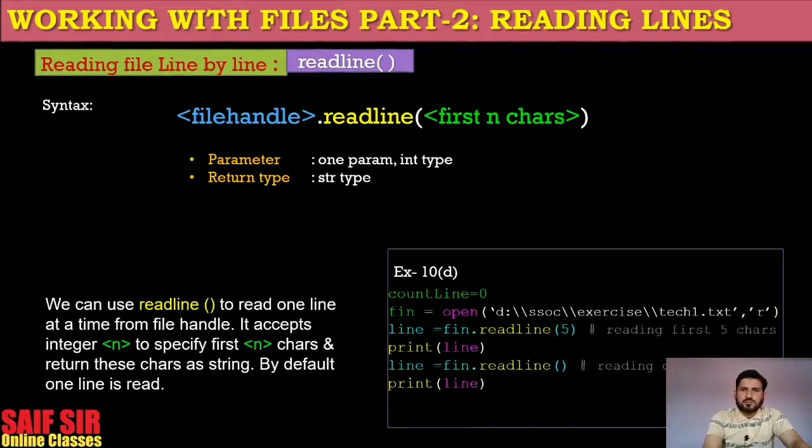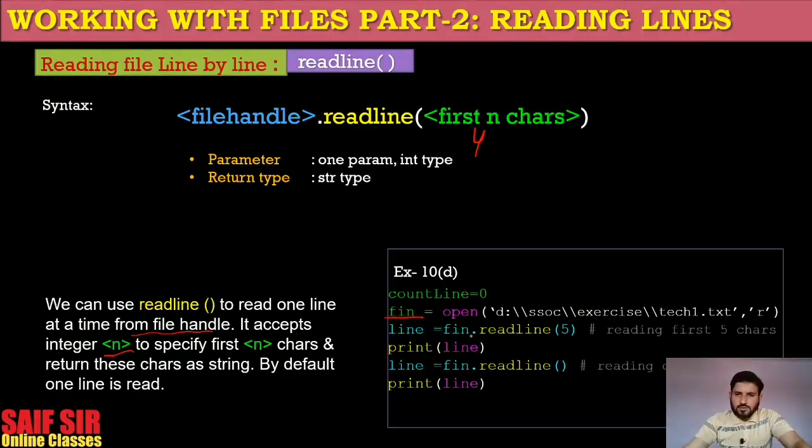Let's move on to readline. What is readline? The readline function reads one line at a time. If you notice here, we can use the readline function to read one line at a time from the file handle. It accepts an integer n. What is this? If I want to read only the first 4 characters, then I can specify 4 here. So what happened? The very first line, first 4 characters, index numbers 0, 1, 2, 3, will be transferred to the file handle.